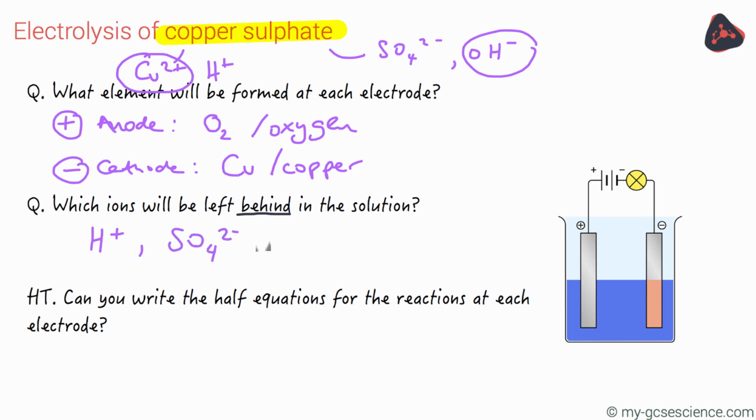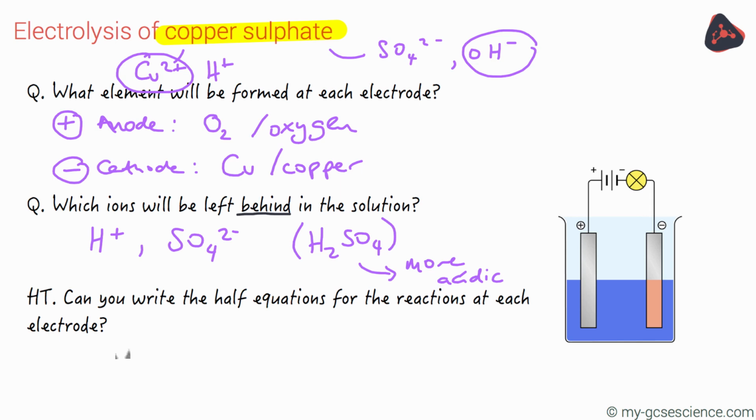If you're really switched on and you've recently learnt about acids, you might recognise that these two ions are the ions that make up H2SO4, which is sulfuric acid. This means the solution at the end is going to be more acidic than it was at the start, because it has all these hydrogen and sulfate ions that make up sulfuric acid. This would be a really hard question in the exam, but it's worth pointing out here.